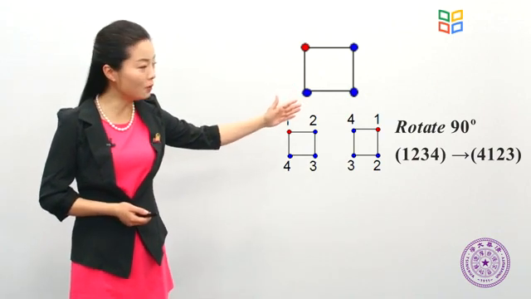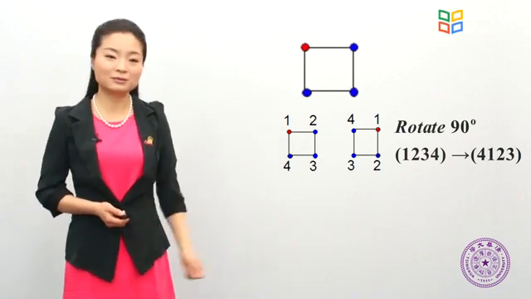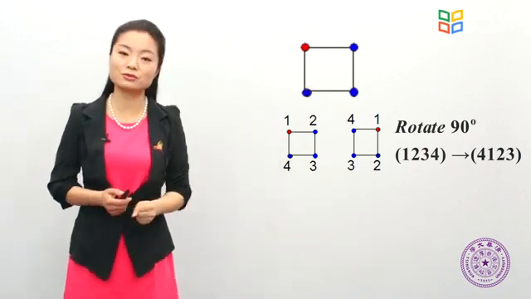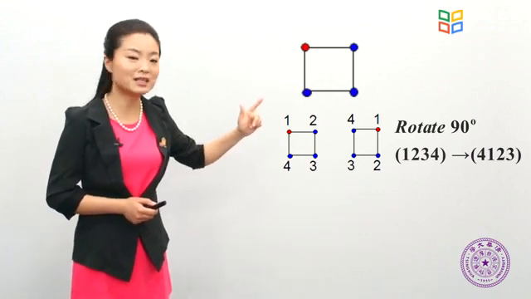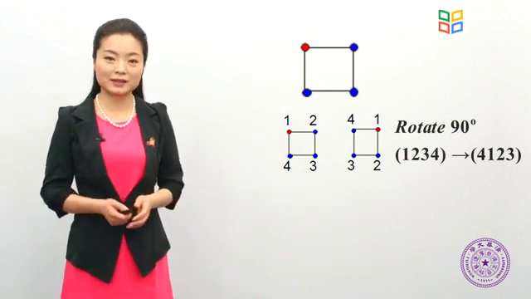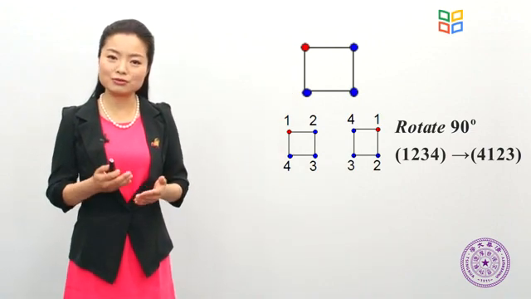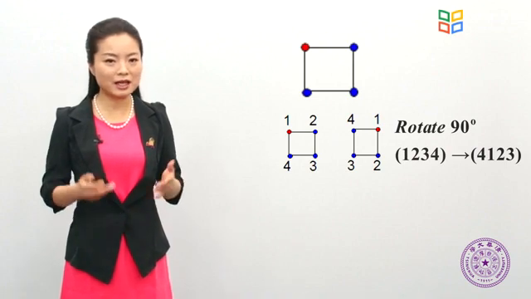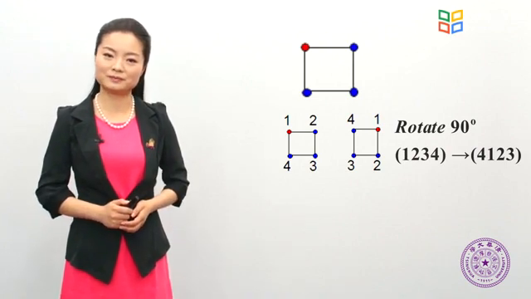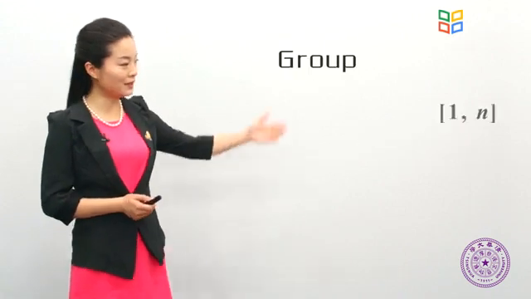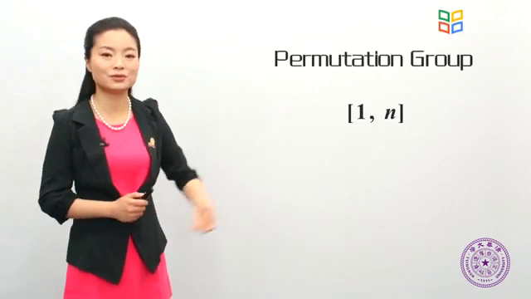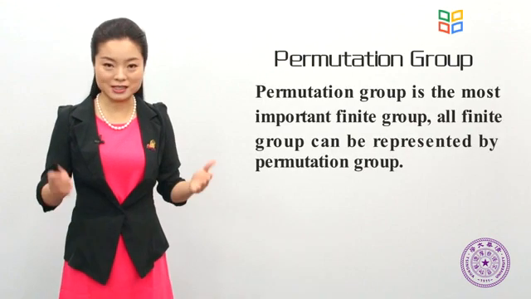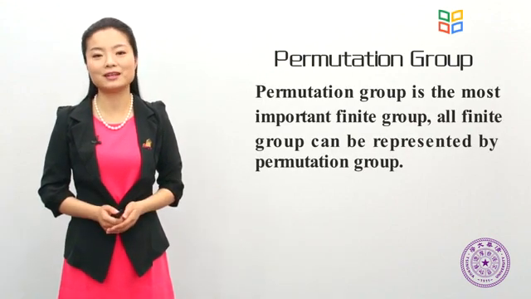We will realize, for example, if we perform a rotation of 90 degrees clockwise, the original 1, 2, 3, 4 becomes 4, 1, 2, 3. Then we will have such a thought: for this kind of rotation, can we use a group to represent it? Actually, for this kind of group, we may use 1 to n to represent it. We know it as a permutation group. The permutation group is very useful because any finite group can be represented by it.